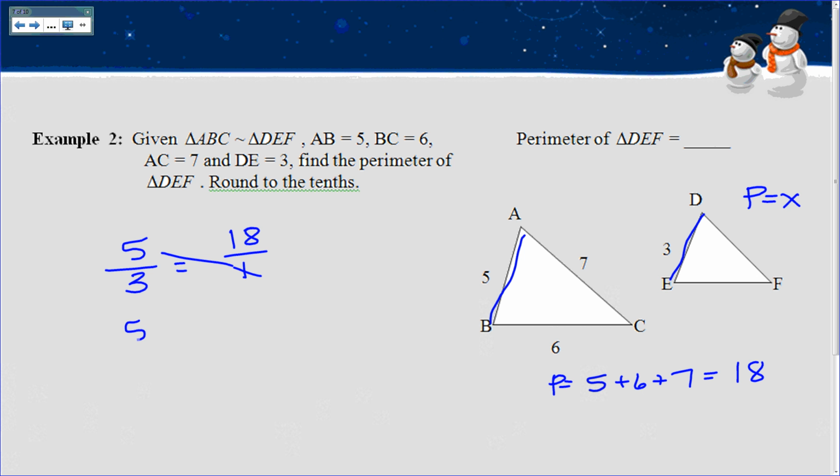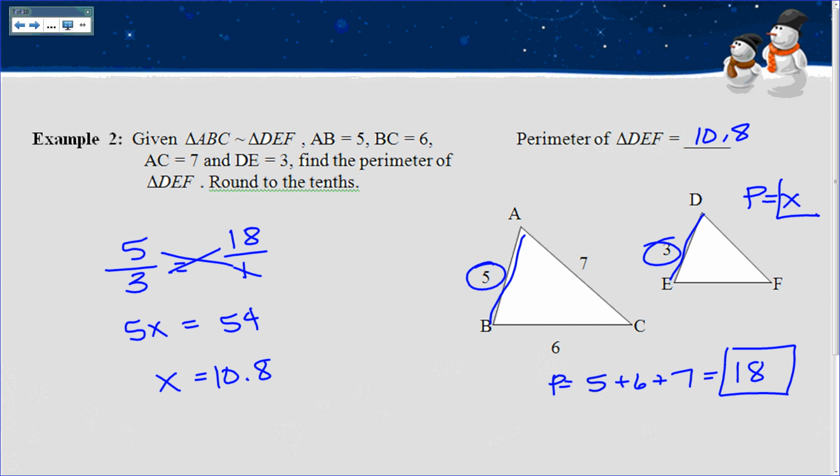So I'm going to cross multiply. 5x equals, cross multiply this way, 54. Divide both sides by 5. X is 10.8. So that means the perimeter of the little one is 10.8. It's super easy, and all you have to do is just put corresponding parts together. This side goes with this side. This perimeter goes with this perimeter.